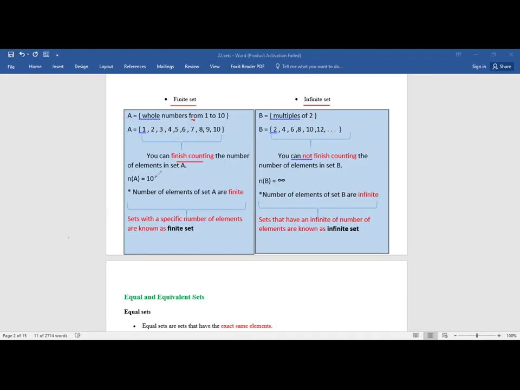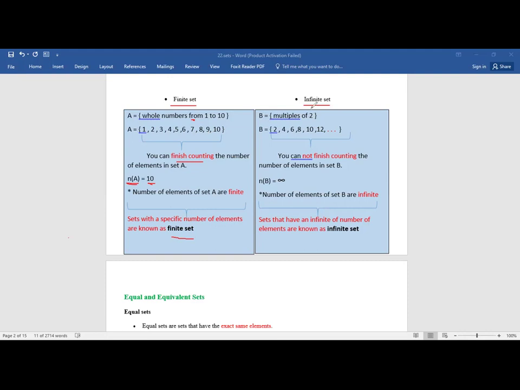So here you have 1, 2, 3, 4, 5, 6, 7, 8, 9, 10. Number of elements of A equals 10. Correct? So you can say the number of elements of set A is finite, so set A is finite. Sets with a specific number of elements are known as finite sets. There is a limitation and you can count, then it is a finite set.